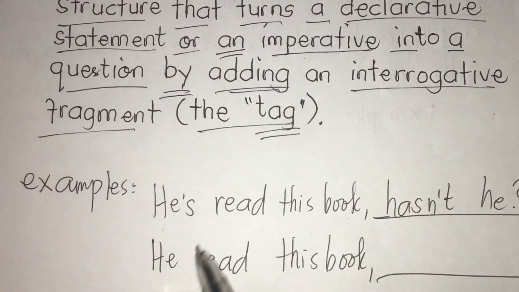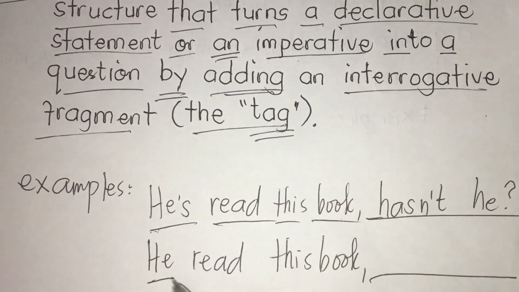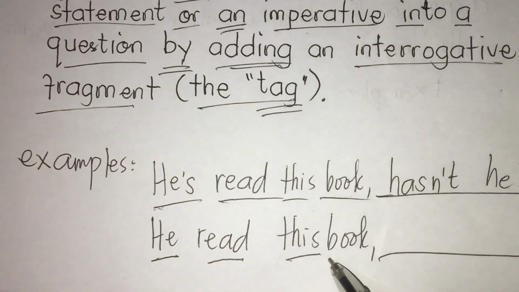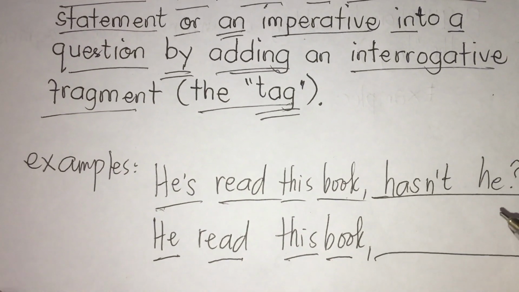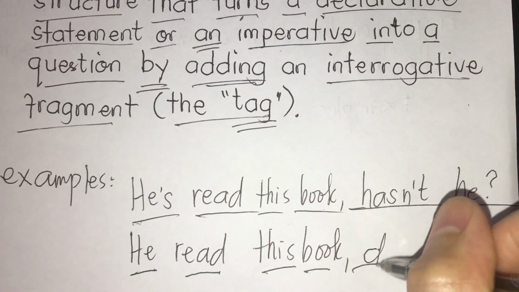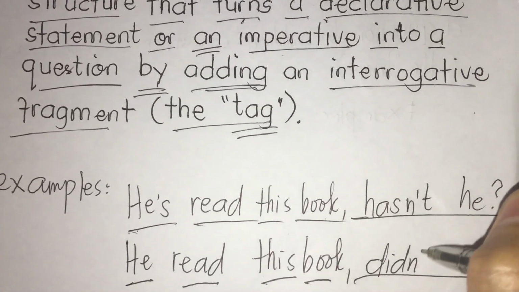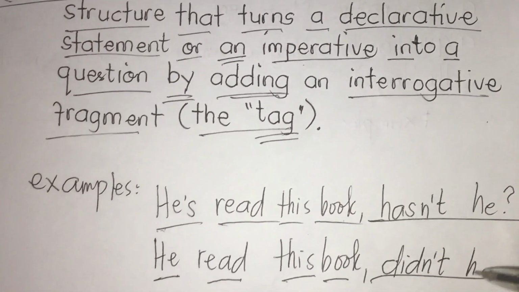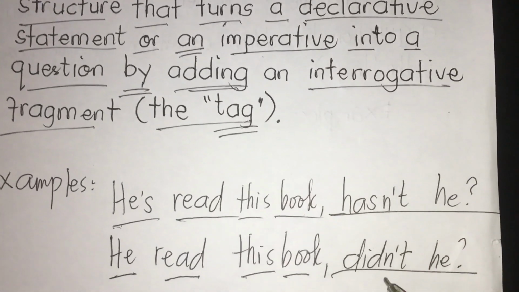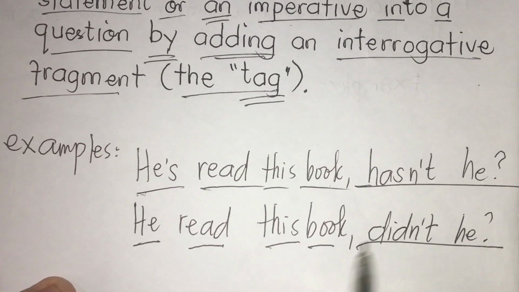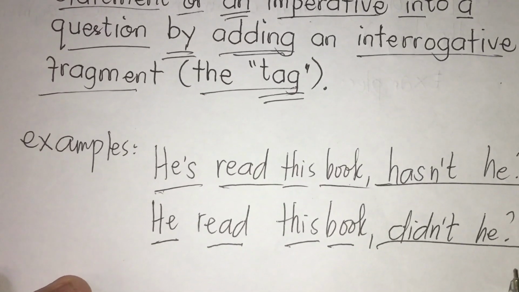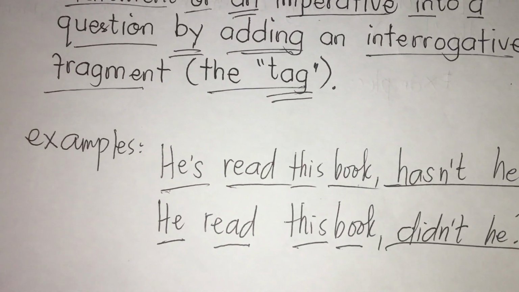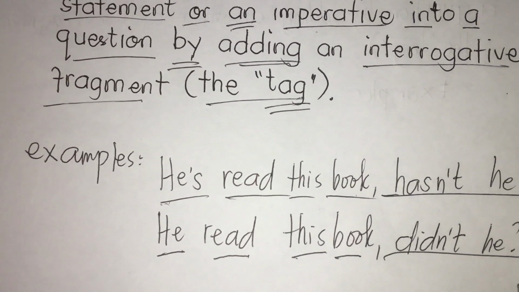Second, he read this book. So we're going to think here. We're going to write didn't he? That means to say it's a contraction form for did not. Didn't he? And that's a tag question. We're just asking if he read this book.